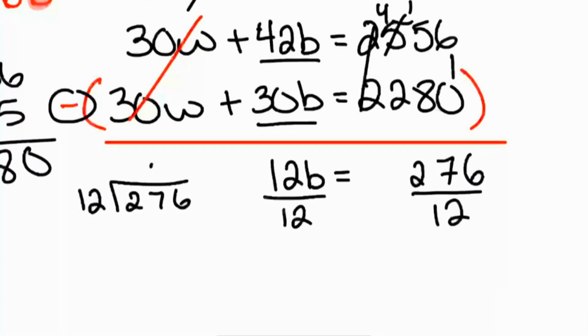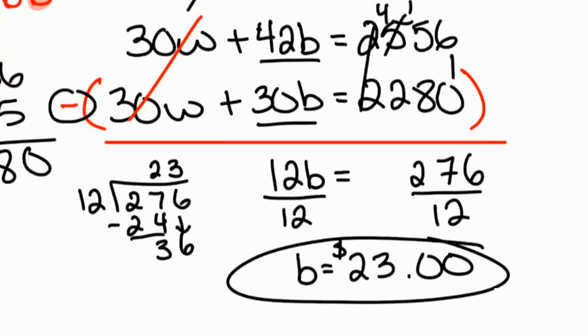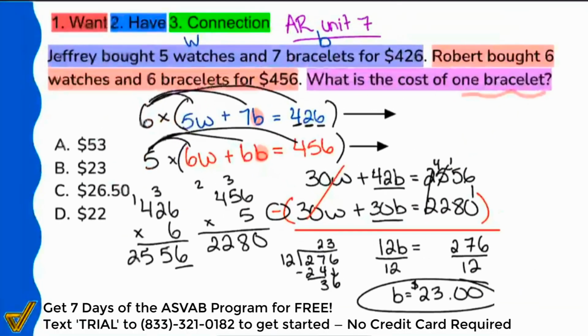12 goes into 27 twice. And then we have 36. 12 goes into 36 3 times, giving us 23 for the value of B. So the cost of one bracelet is $23. And there we have it. The answer here, again, is answer choice B. But as always, it's very important to be able to talk about what you're doing, my math party people.